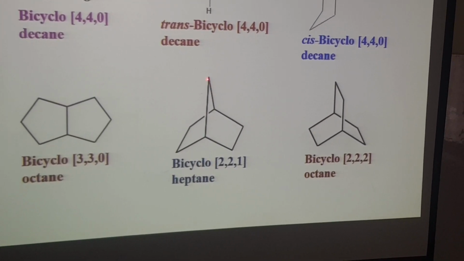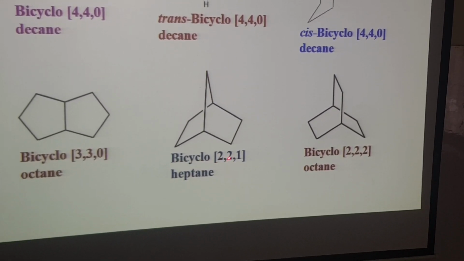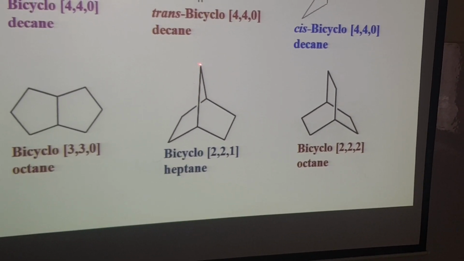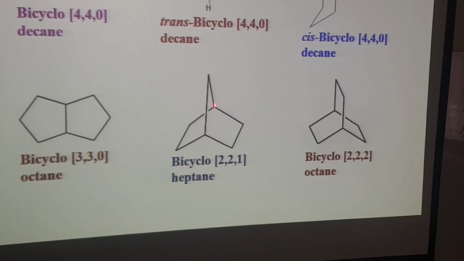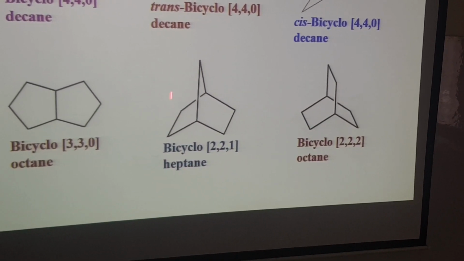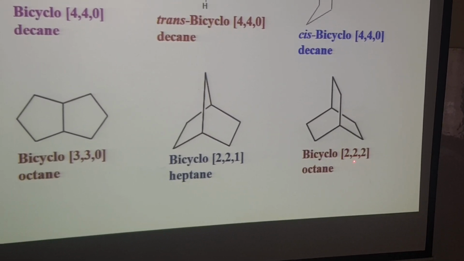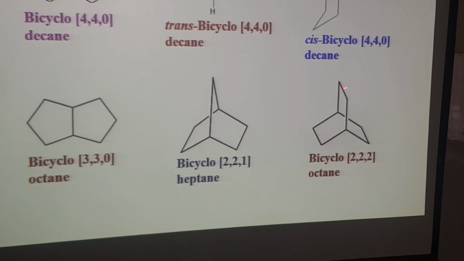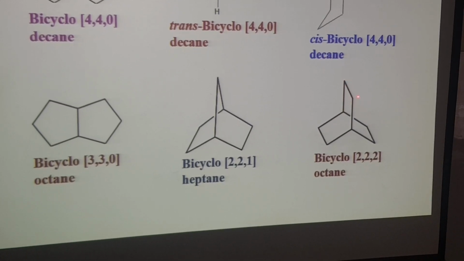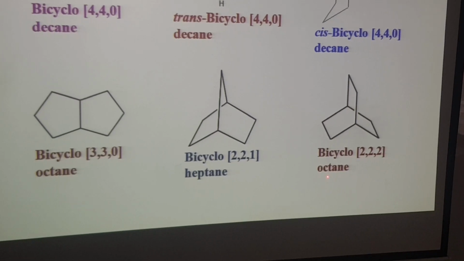But in this case we have a bridge, 1 carbon. So name of this molecule is bicyclo 221. This one shows that a bridge is present, 1 carbon is present between these two carbons. Okay, so it is bicyclo 221 heptane. Total 7 carbons are present in this system. So here we have bicyclo 222 octane. Total 8 carbons are present in this structure, and 2 carbons are present at bridge head. Okay, so name of this molecule is bicyclo 222 octane.